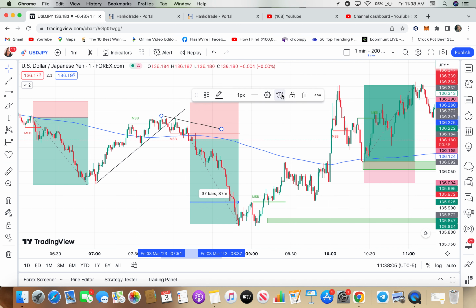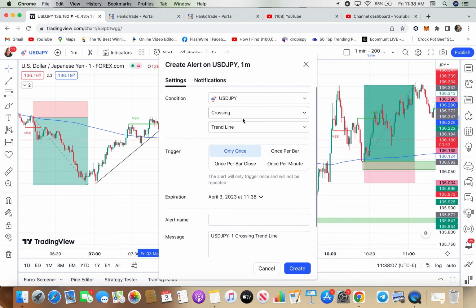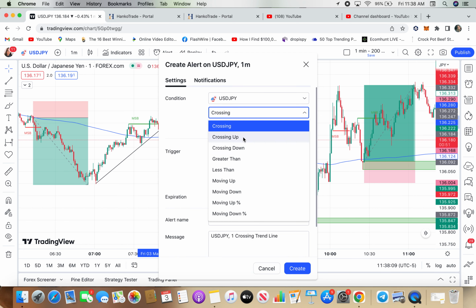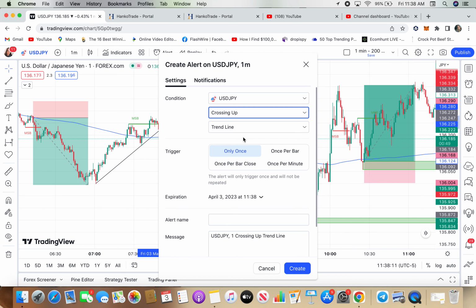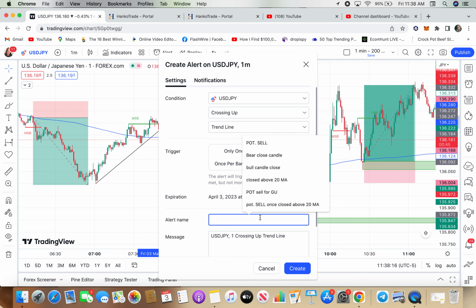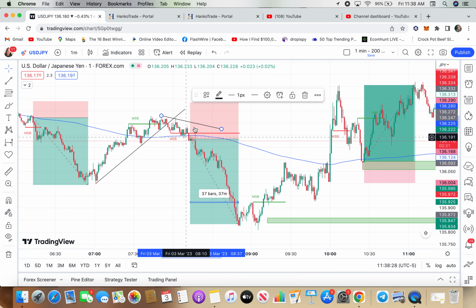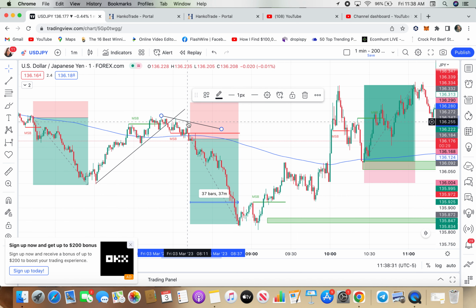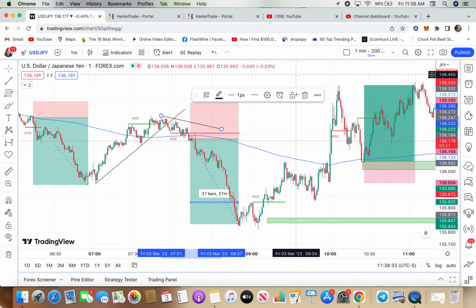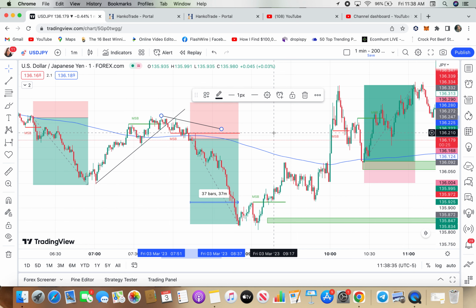So then, again, you can take the trend line and add an alert. So crossing up or down. I would have put crossing up. I want to know if it's going to go up before I'm taking a trade. So once per bar. And I would type potential buy above 200, right? Something like that. So you can set an alert there, and then if a bar closes above it, then you know it's going up and you're not going to sell.